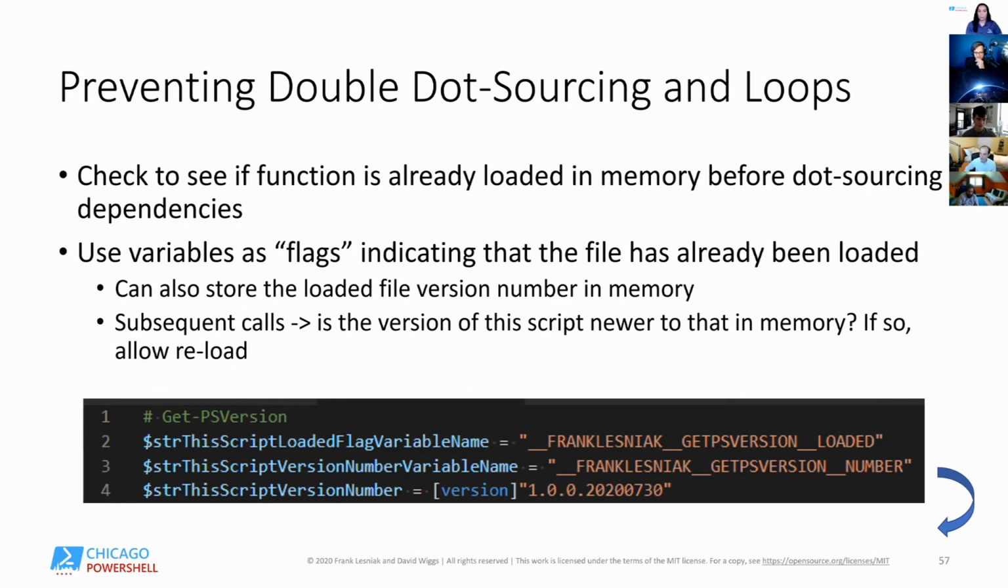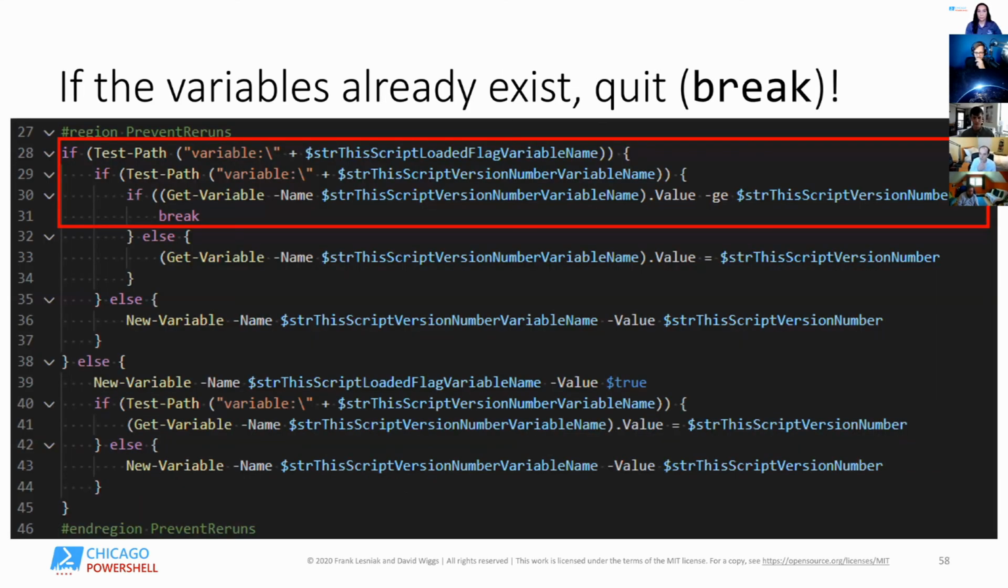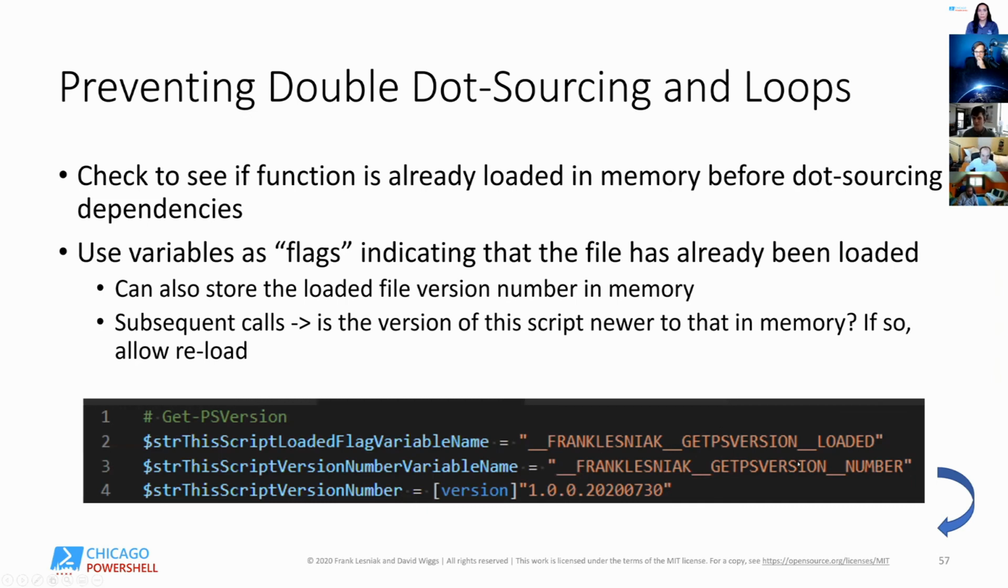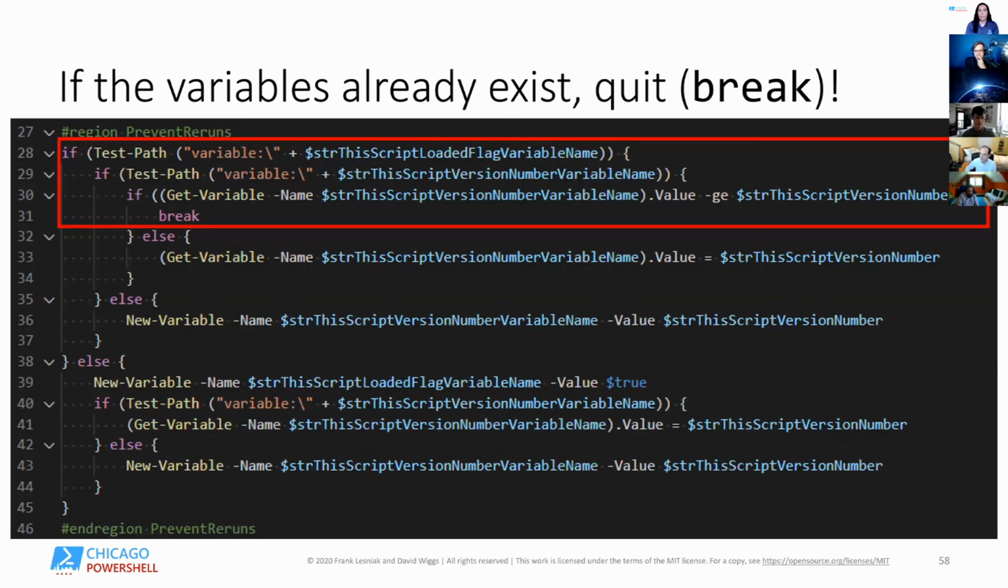And so how this might work is if you look at lines 28 to 31 here, you can see at the top of my dot sourced file, I'm going to check to see if the flag for the variable name is already there. So the flag that I mentioned, let me go back. That's this guy, right? We're checking to see if this variable already exists. And then next we'll check to see if the version number variable exists. And then finally, I'm going to check the version number itself and check to see if the version that's already loaded is greater than or equal to my version. If it is, then I'm not going to do anything. I'm just going to break out of this script file using the break command and not take any further action.